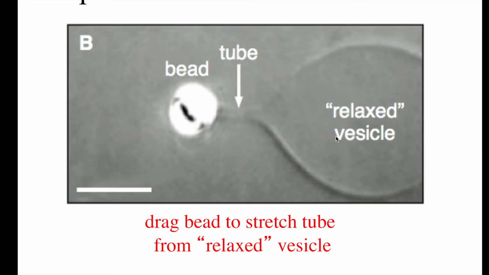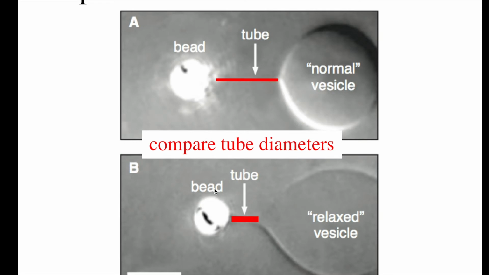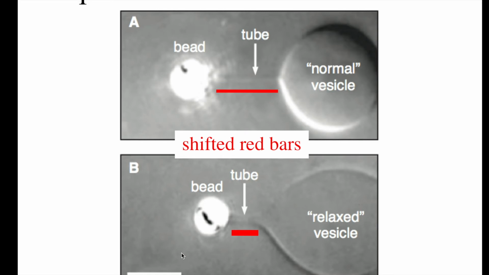If they change the membrane composition of the vesicle it becomes more relaxed in shape and they get a different size tube. So they're showing here by changing the membrane composition of the vesicle from one kind of phospholipid to another kind of phospholipid, they get different size tubes.